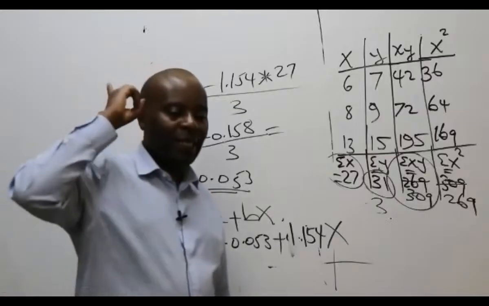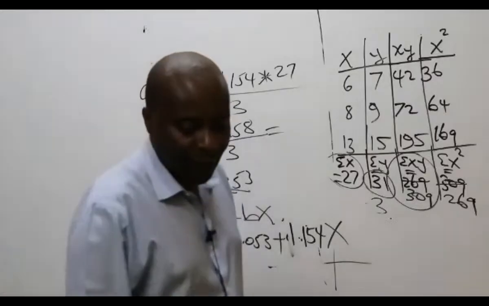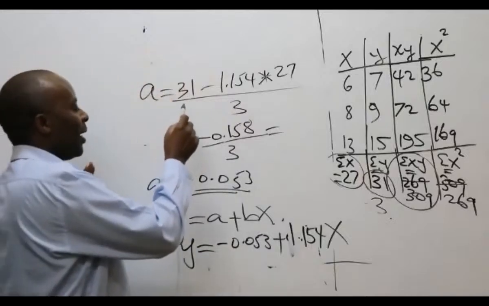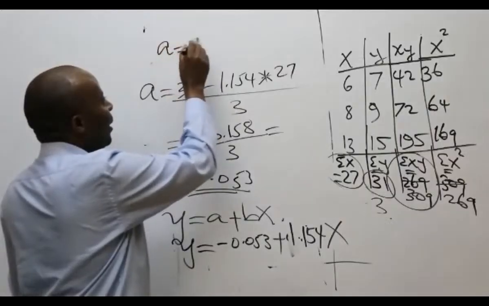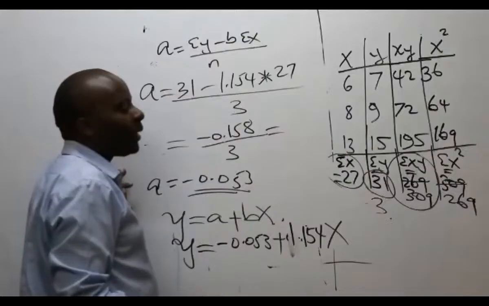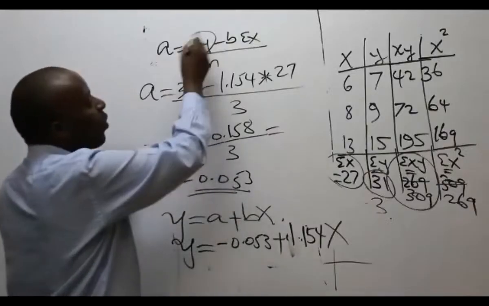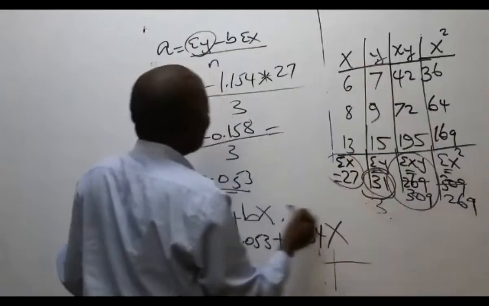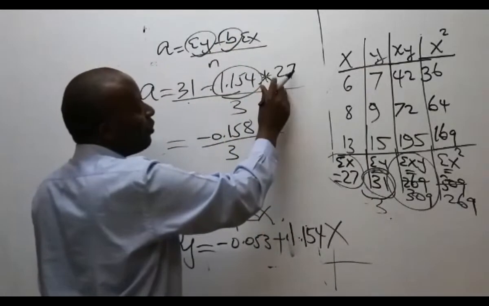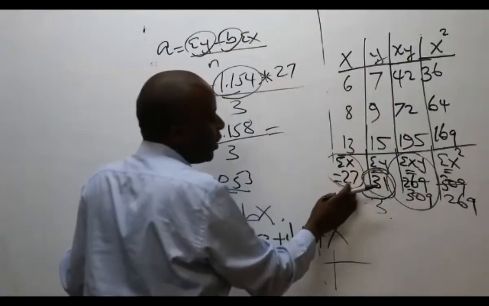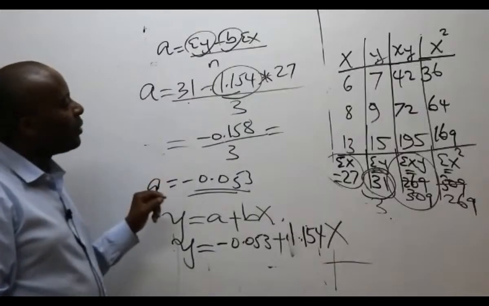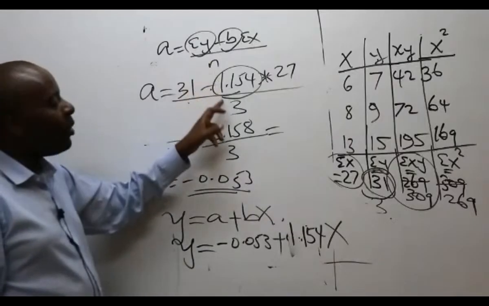Fatma is honest. Fatma amesema she's getting a different value of A. Fatma, angalia. Tumesema A namna gani? Ni summation of y minus b, summation of x over n. Ukipata figure tofauti, mimi najua summation of y hapa ni gani jameni? Ni 31 minus b itself, which is this one, times summations of x. Summations of x ni gani somebody? Ni 27. Summation of x is 27. Divide this by number of points, and how many of them are they?